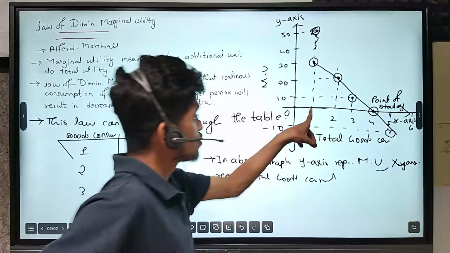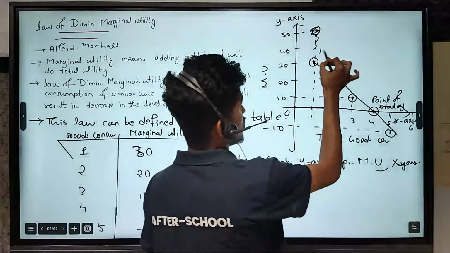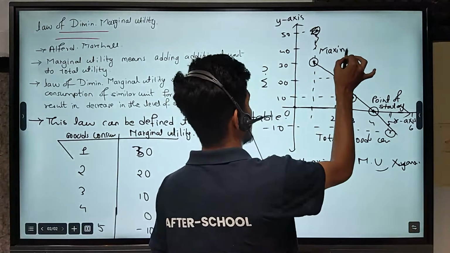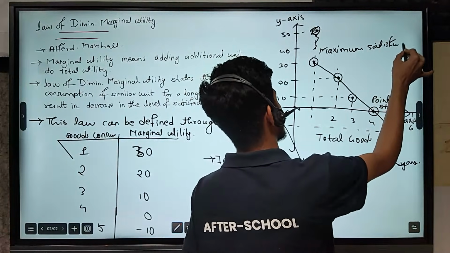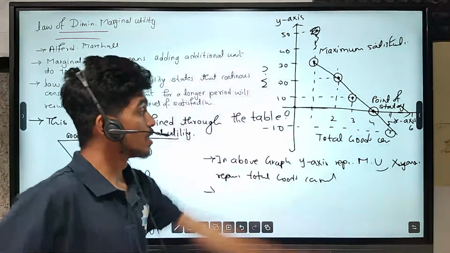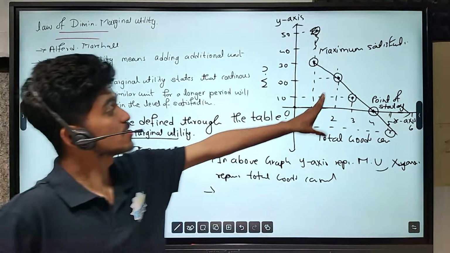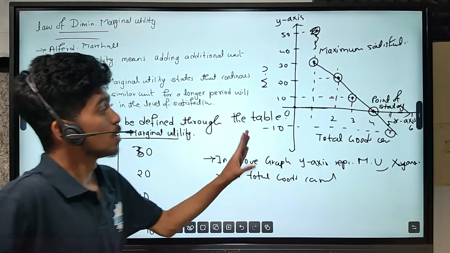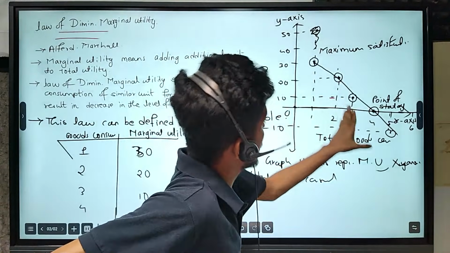When we consume the first good, the total utility was 30. The maximum satisfaction. You can write it here, maximum satisfaction. When we consume the second good, the marginal utility decreased to 20. You have to write it like this. When we consume the third good, the marginal utility decreased to 10.